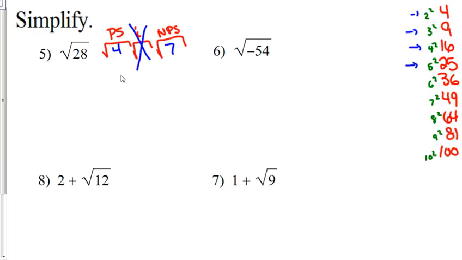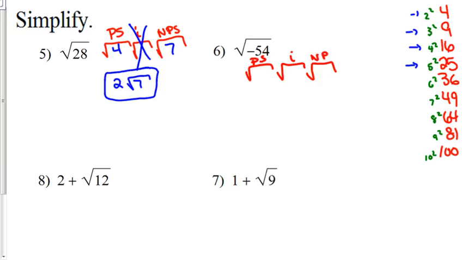So simplifying the square root, square root of 4 is just 2, and square root of 7, the second square root, will never be able to be simplified. So there's your simplified term. Okay. Again, perfect square, imaginary part, non-perfect square.